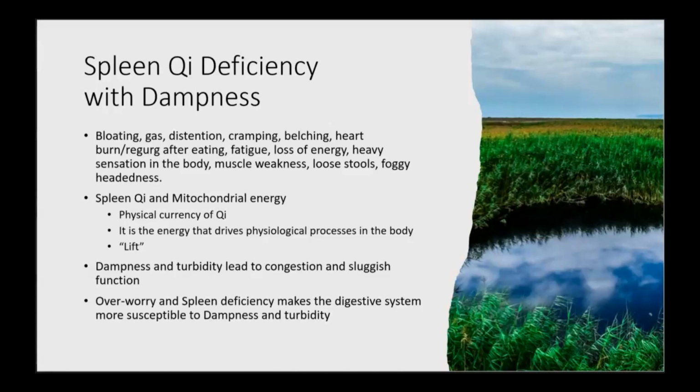And then the spleen qi and the mitochondria, where the mitochondria is really controlling the physical currency of qi, the ATP, the energy that drives physiological processes, giving that lift to the body. And when you have the dampness and that turbid material, you get congestion and sluggish function. So it's a cycle that generates itself. The more spleen deficient you are, the more damp you get. And the more damp you are, the more spleen deficient you get. So you've got to treat both sides of it. Over worry and spleen deficiency makes the digestive system more susceptible to dampness and turbidity.